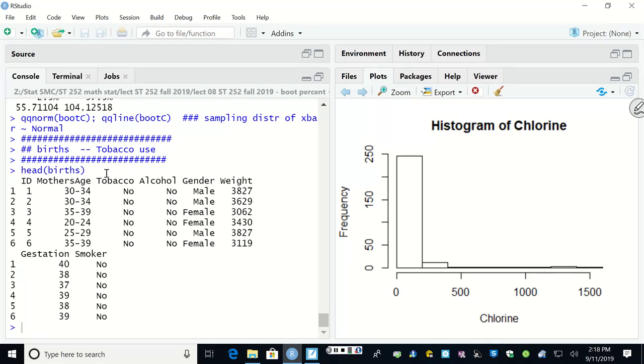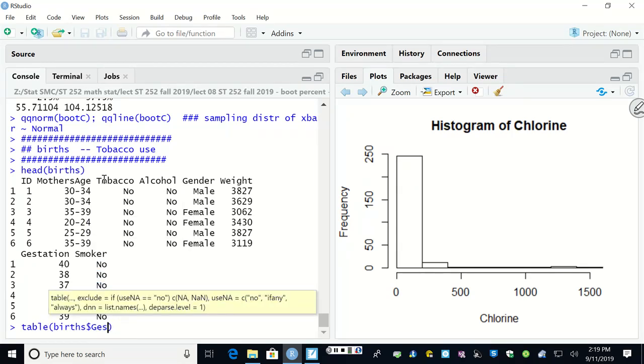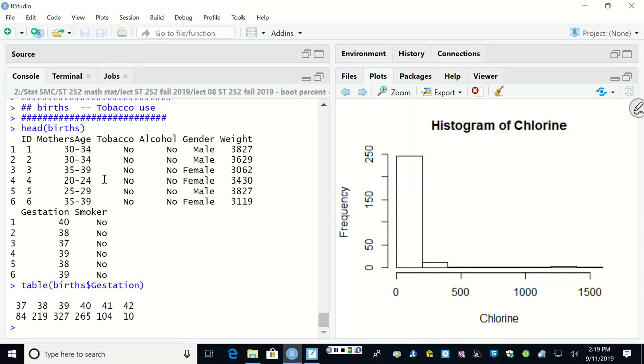Gestation: 37 weeks is term, and earlier than that would be premature birth to some degree. Most births don't go much past. Are these all term births? Let's see. Table, births, $ gestation. Yeah, these are all term births, but not many go much past. If the baby's not being born, you can induce labor or do a cesarean section, so usually it doesn't go much past. It's not necessarily good for the mother or the baby to be in too long.